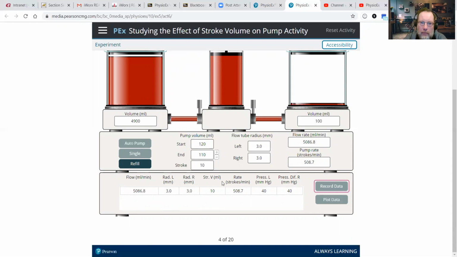Remember again, cardiac output is stroke volume times beats per minute, or heart rate. So heart rate times stroke volume gives us cardiac output or flow. If we're going to keep flow constant throughout this experiment, generally maintaining a cardiac output of 5,000, and the stroke volume drops to 10, then the only way to get to 5,086 is to bump our heart rate up to 508 beats per minute. So impossible, right? Our heart doesn't beat that fast. Thankfully, we rarely see a stroke volume of 10.